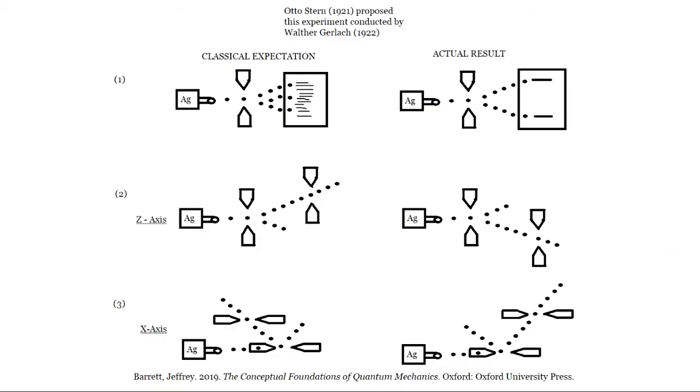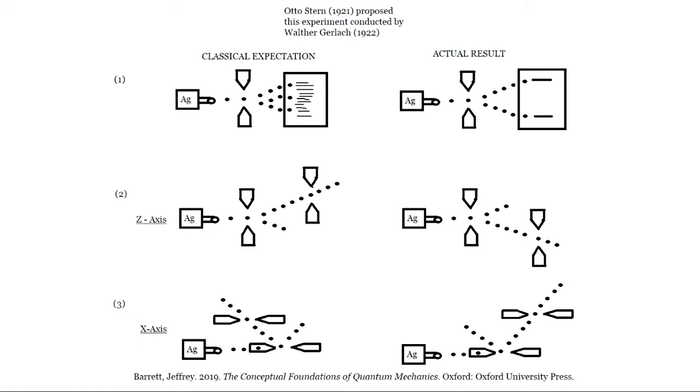So to begin, we're going to describe an experiment first proposed by the physicist Otto Stern in 1921, and then conducted in real life in laboratory settings by Walter Gerlach in 1922. So collectively, we will refer to them as the Stern-Gerlach experiments. So in the first Stern-Gerlach experiment, classical mechanics prior to the Stern-Gerlach experiments predicted the following.